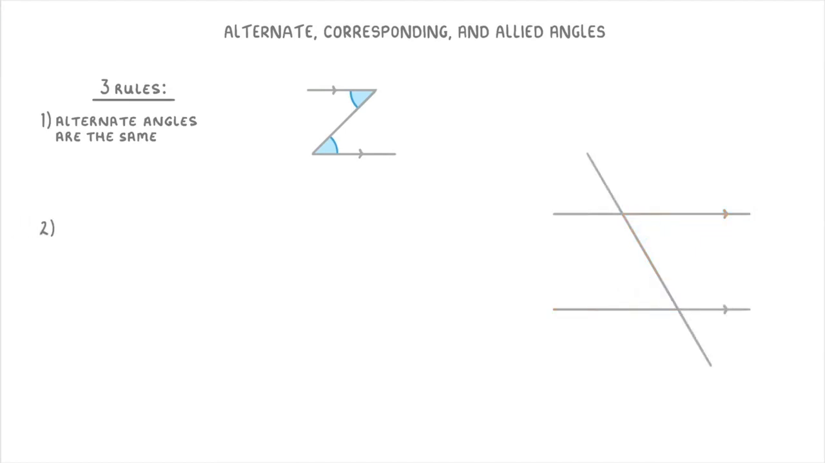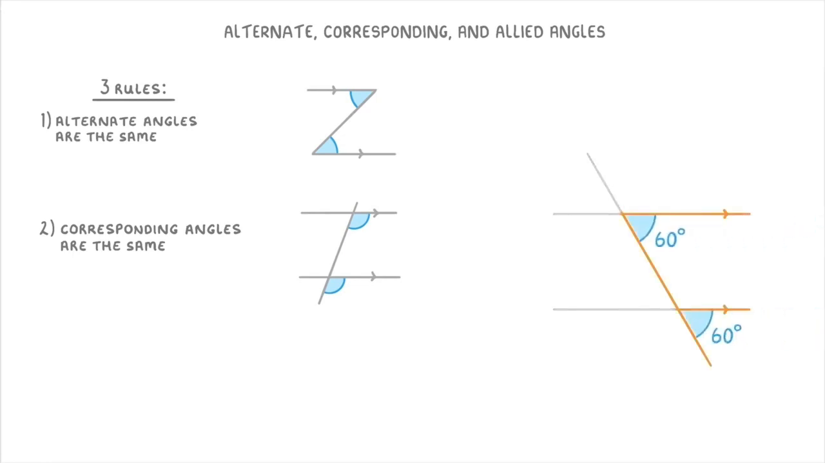The second rule is pretty similar, but says that corresponding angles are the same. And corresponding angles are these two angles that you find in an F shape. For example, on our diagram, the F shape is here. So these two 60 degree angles are corresponding angles.